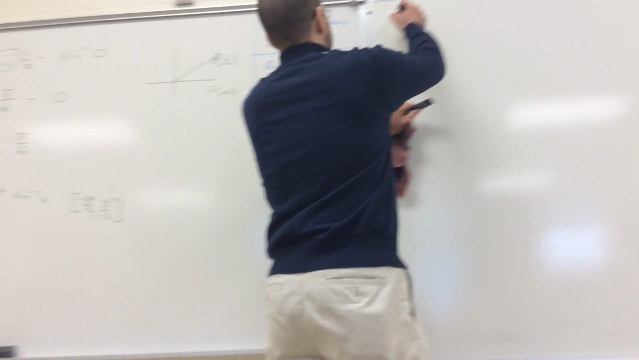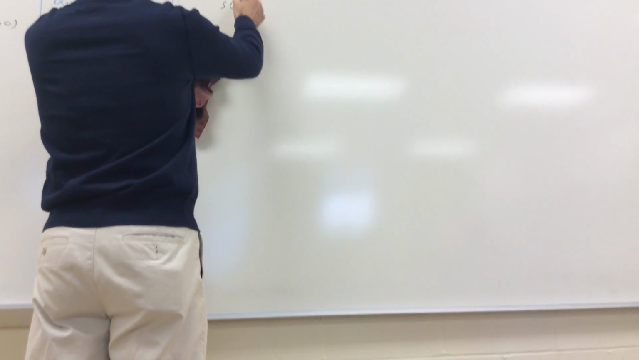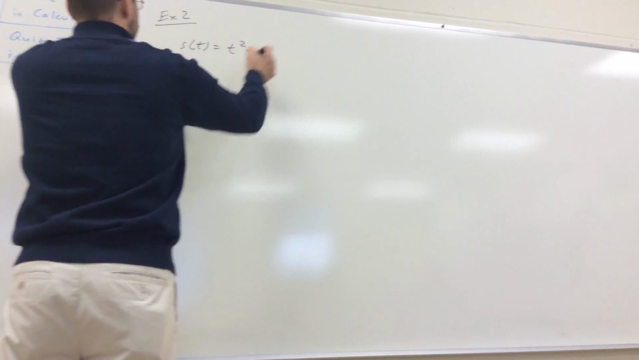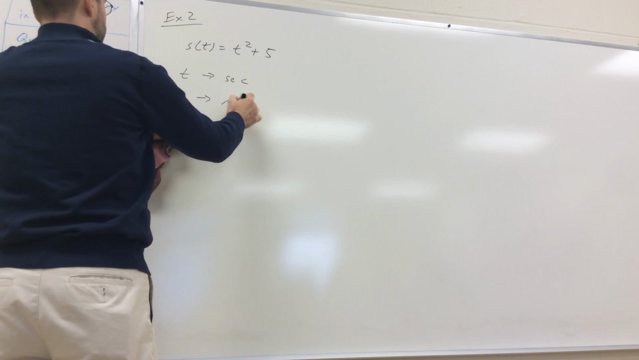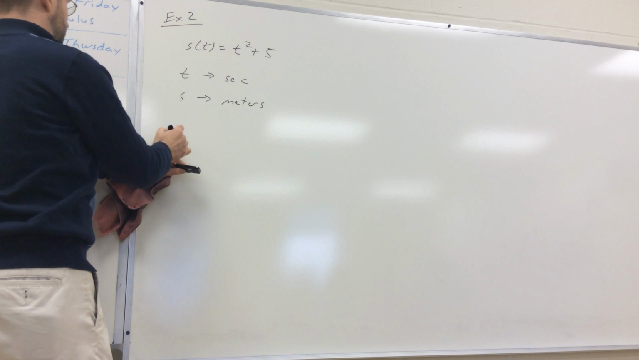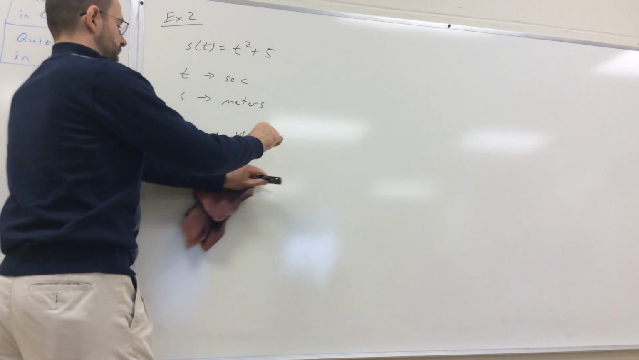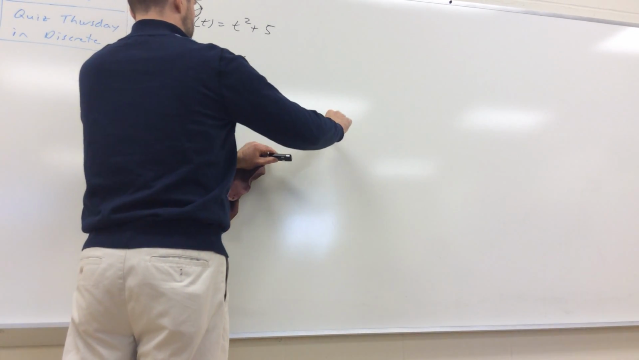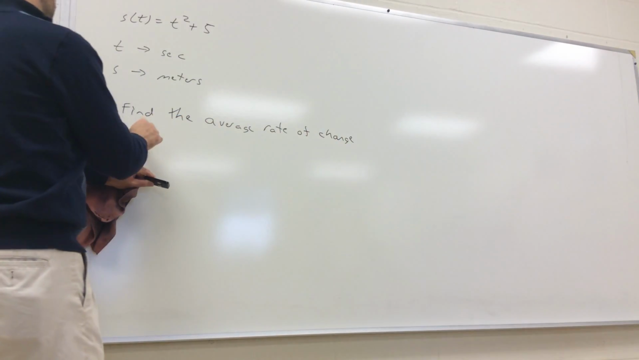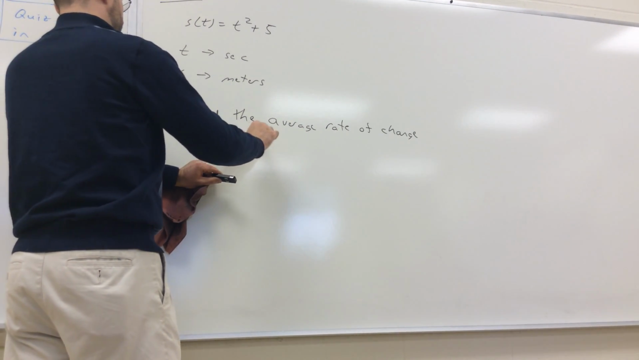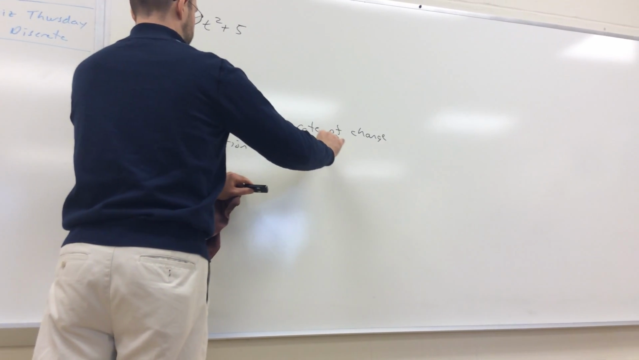All right, so for example 2, we're going to have s of t equal t squared plus 5. T is going to be given in seconds, and s is going to be in meters. And for part A, the question is, find the average rate of change of the position on the interval [2, 5].